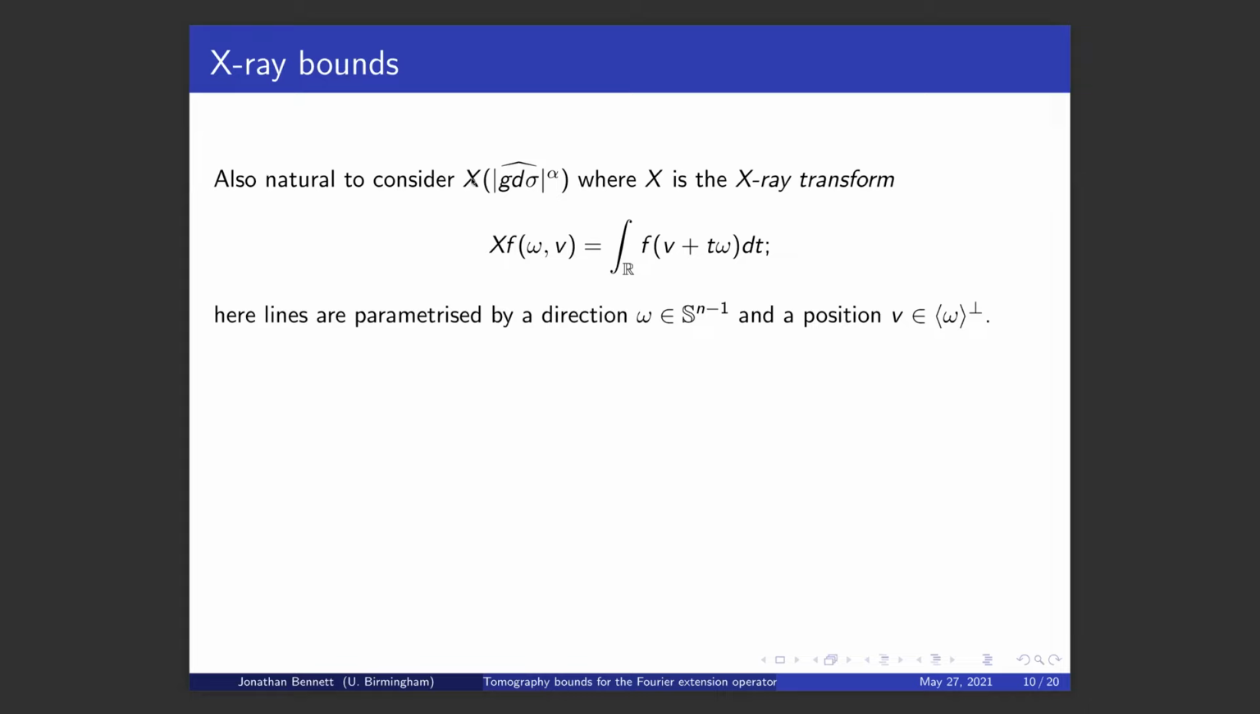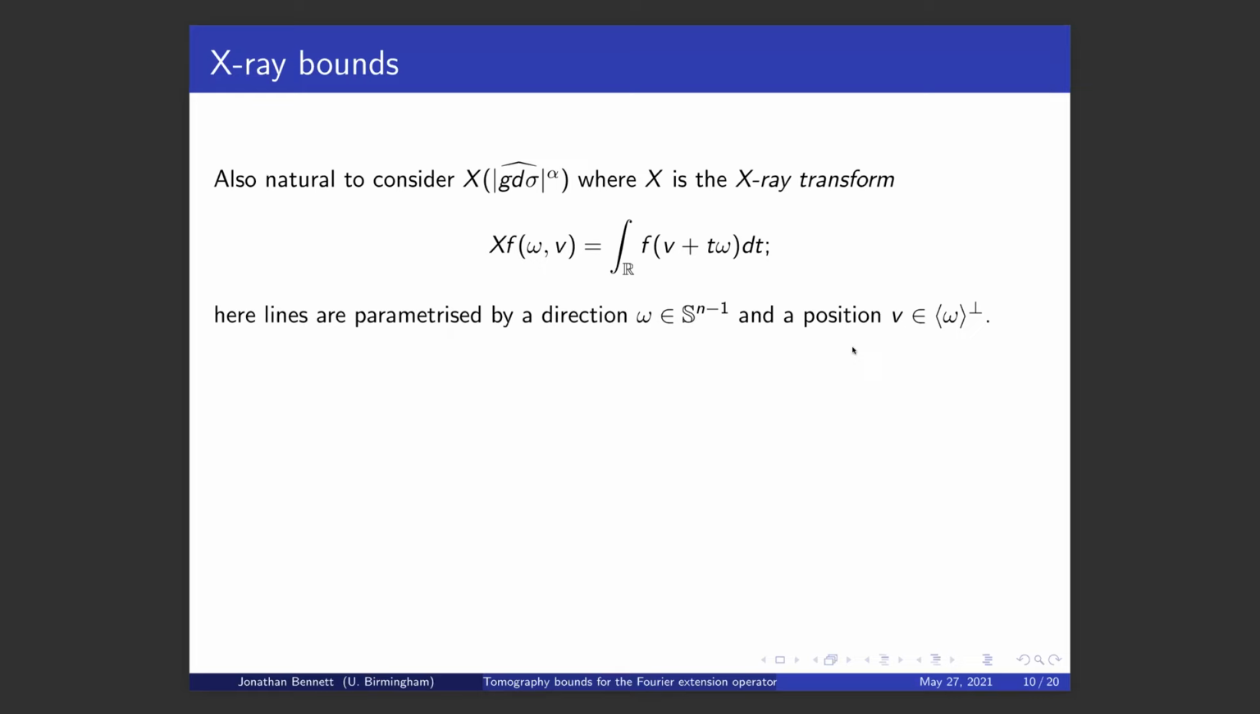And I should say a couple of words about parameterizations of lines. So this is the X-ray transform, the classical X-ray transform on R^n. And it gives me a function of lines. So it simply integrates the function f along a line, giving rise to a function on lines. And we're parameterizing lines by their direction omega and their position v. Now v naturally belongs in the orthogonal complement of omega, right? So the line has direction omega, and v is a translation parameter or position parameter which lies in the subspace perpendicular, or the hyperplane with normal omega. Okay, so that's a natural parameterization of lines.